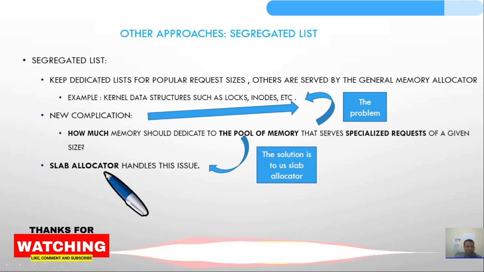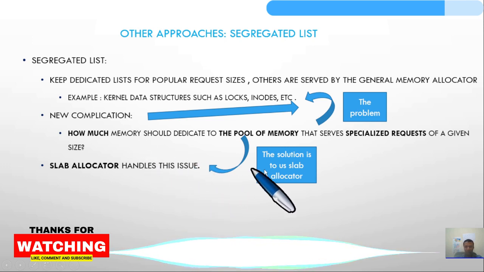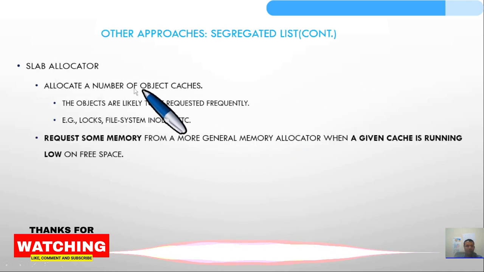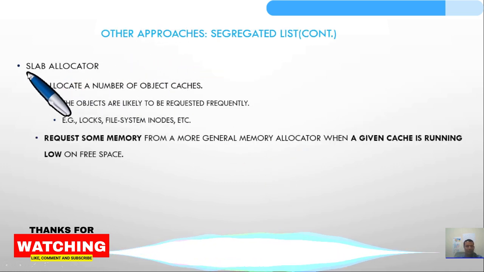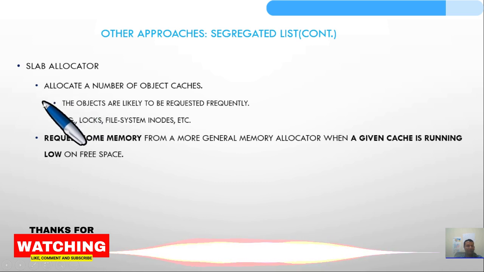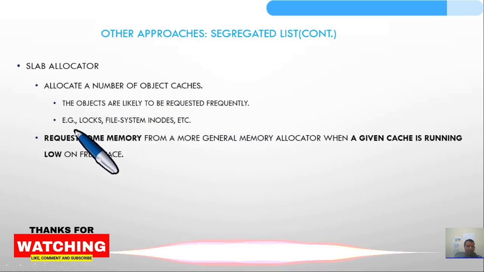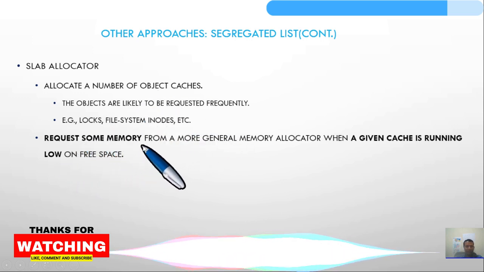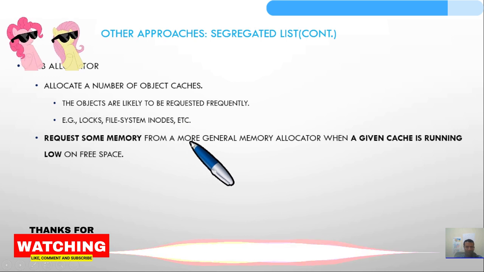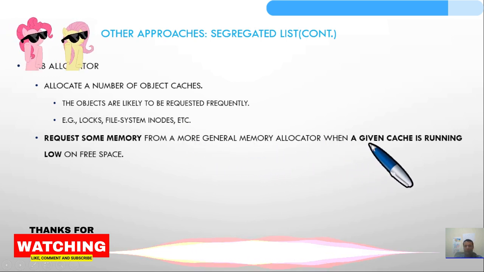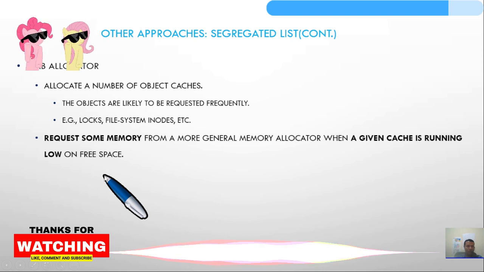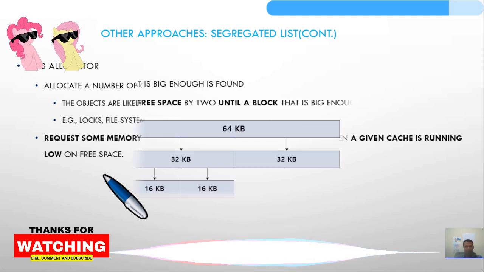So the slab allocator handles this issue. The solution is to use a slab allocator. So what is a slab allocator? A slab allocator allocates a number of objects in the cache, where the objects are likely to be requested frequently. Examples are locks, file systems, inodes, etc. It requests some memory from a more general memory allocator when a given cache is running low on free space.